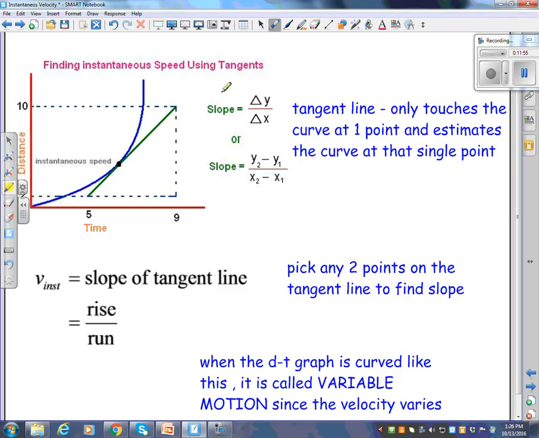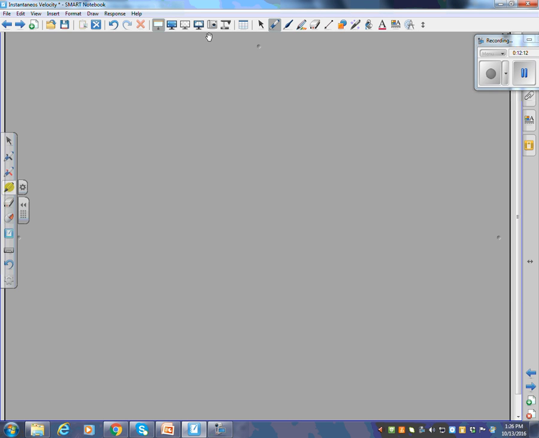Ms. Mathe, if you see someone writing, go over there and take their pen away. Do not write. Just watch. A tangent line only touches the curve at one point. Rashton, you're writing, not listening. It only touches the curve at one point and estimates the curve at that single point.